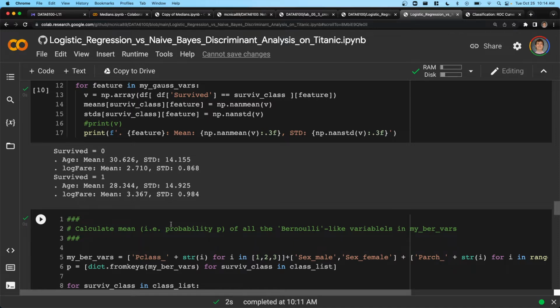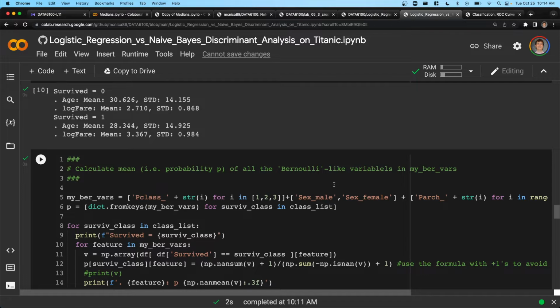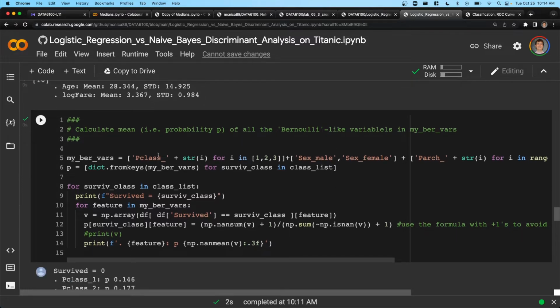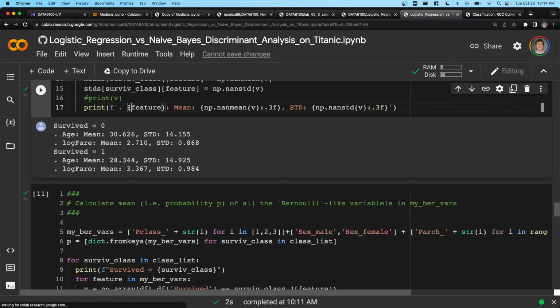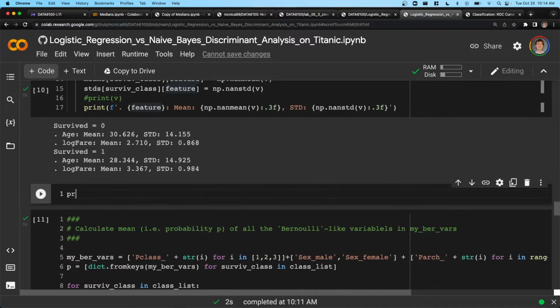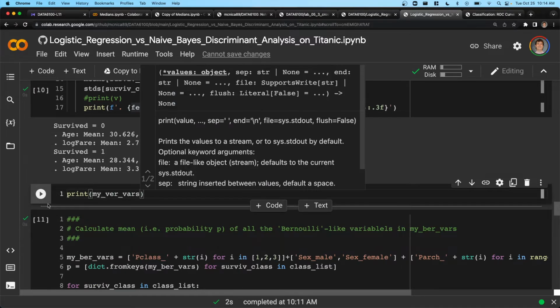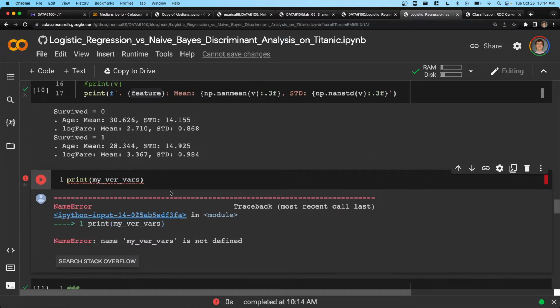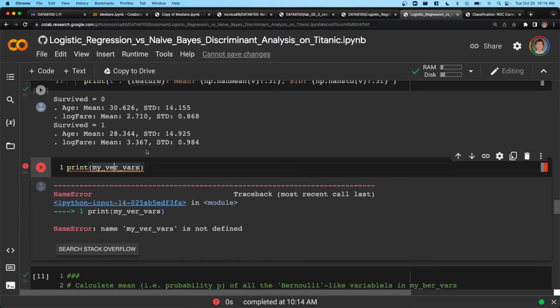Okay, so same thing for the Bernoulli variables, or the Bernoulli-like variables. And okay, what are the Bernoulli-like variables? Let's print them all out. So print my Bernoulli variables. And this is why I like using Python, because you can put things in lists and stuff. Oh no, you've got to spell Bernoulli right.